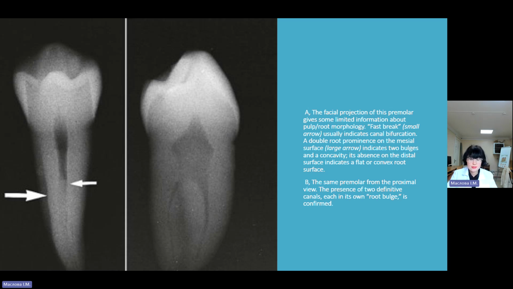And image B, the same premolar from the proximal view. The presence of two dentine canals, each in its own root bulge, is confirmed. A different projection gives a different view of the shape and the quantity of the root canals. These may be diagnostic methods for understanding the quantity of the root canals in different teeth.